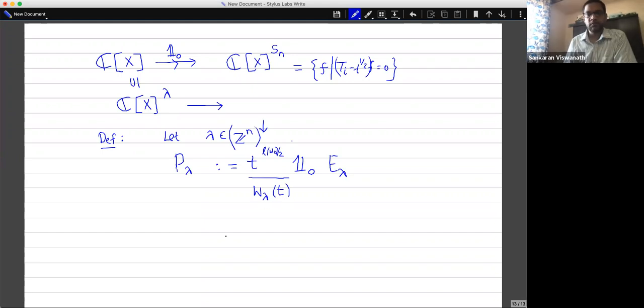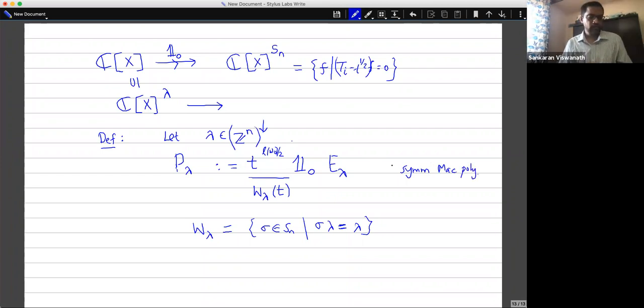So W lambda of T is the following. W lambda is just the stabilizer of lambda. This is all those elements sigma of Sn such that sigma lambda gives you lambda. And W lambda of T is the length generating function of this subgroup. This will be a parabolic subgroup and you take its length generating function. So here's the definition. This is now the symmetric Macdonald polynomial indexed by lambda. We are going to index it by dominant lambdas.